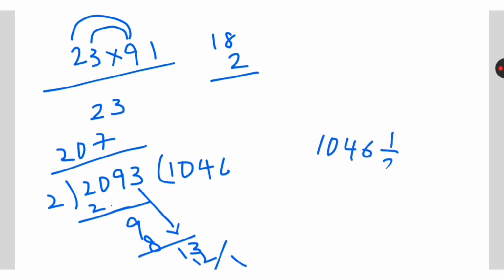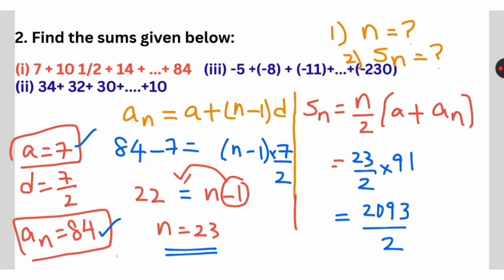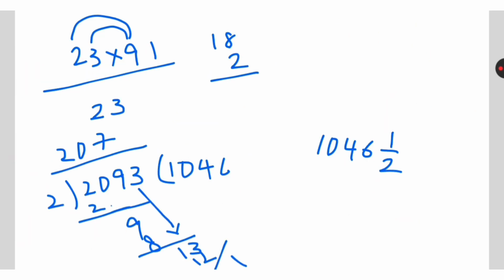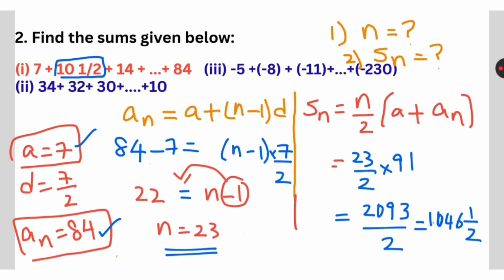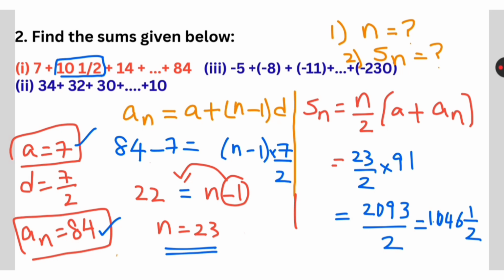1046 1 by 2. I am going to write in a mixed fraction because the question is in mixed fraction. So that's why I am going to write this as a mixed fraction, which is 1046 1 by 2. So likewise you have to find out first n, then the second step is to find Sn. Let's go to another question.